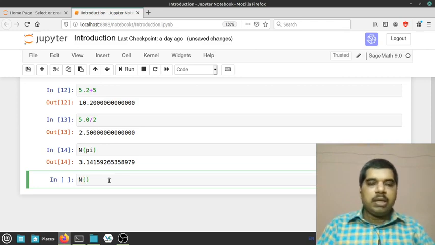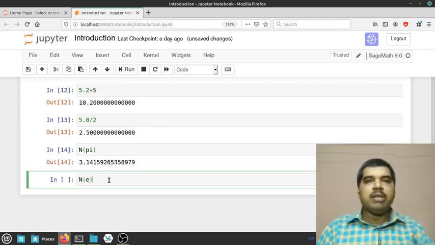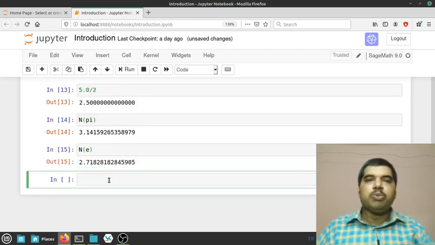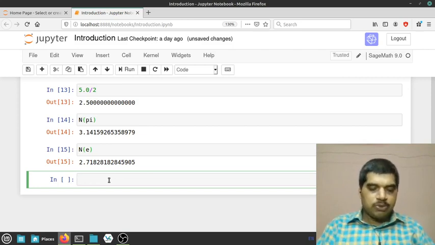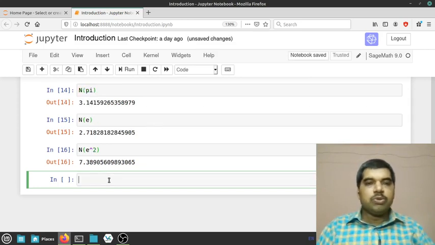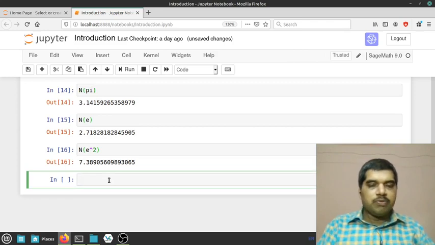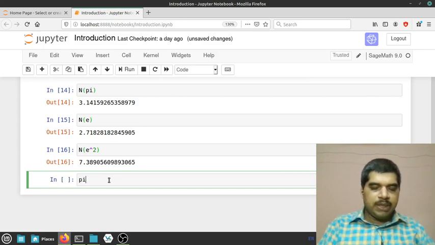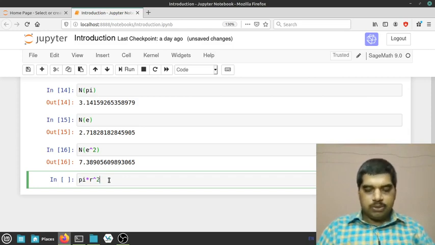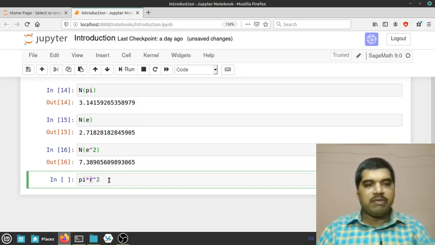Now the constant e is also available in SageMath, and its name is just e. So n of e is 2.71, etc. Of course, we can perform arithmetic also. n of e square is equal to 7.3, etc. Now suppose that we are trying to find the area of a circle which has radius equal to 2, then we can find the area with pi r square. Sorry, r we cannot give because we don't know exactly what it is. That's a formula.